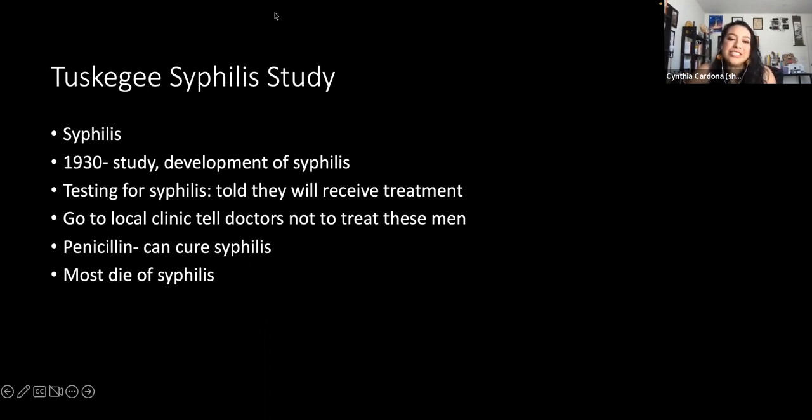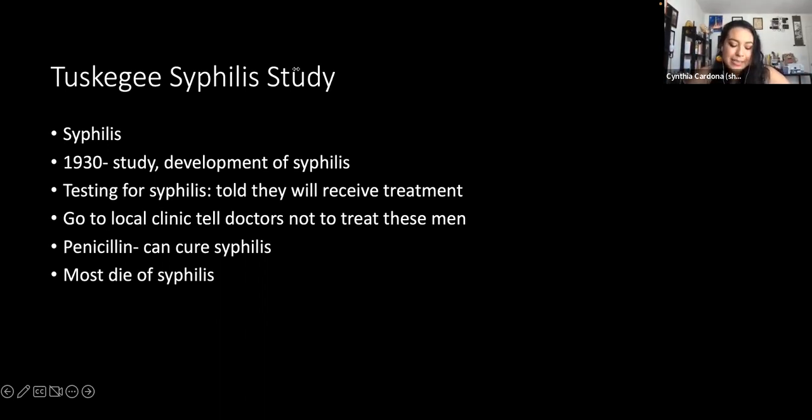So, all right, in the 1930s, they decide they're going to study how syphilis works. So they go into a Black neighborhood and they start testing. They bring people in to test them for syphilis. They promise them that if they detect anything wrong, they're going to get treatment. But people didn't know that they were getting tested for syphilis. They just thought they were going in for a checkup.